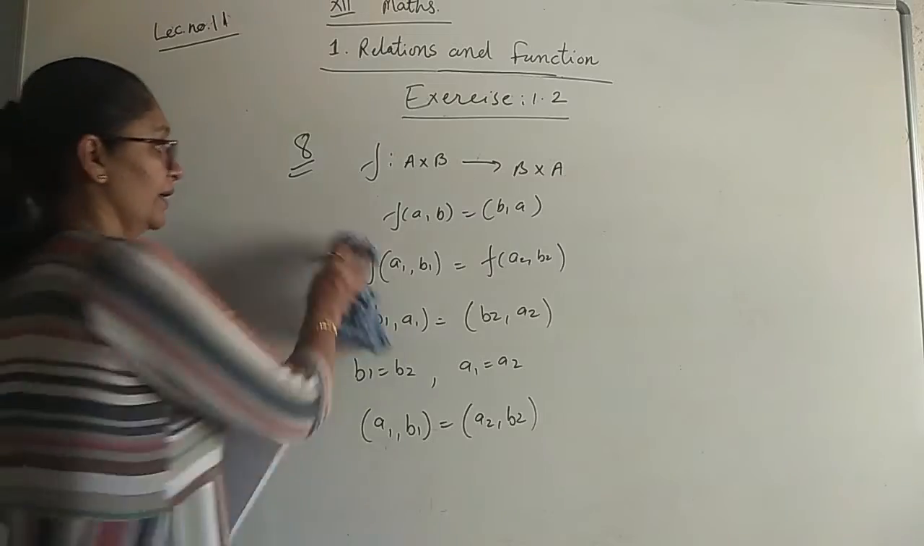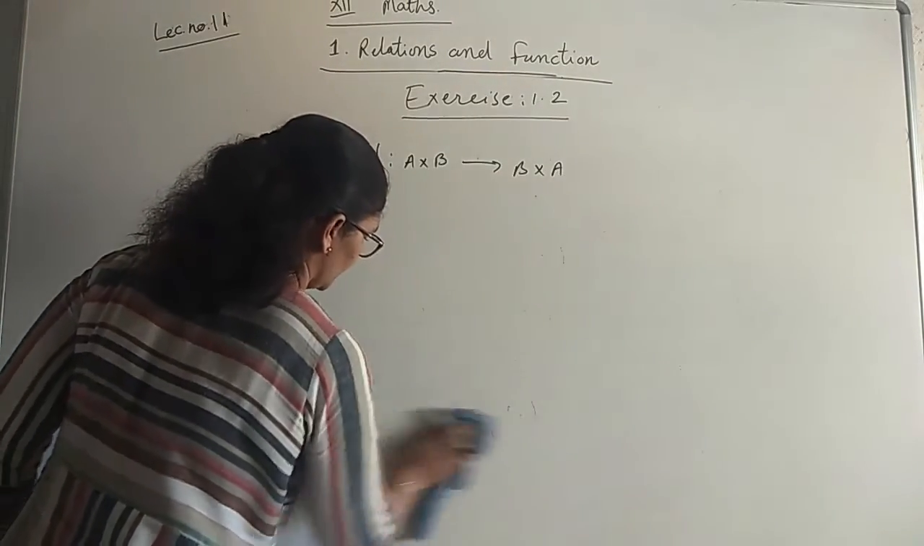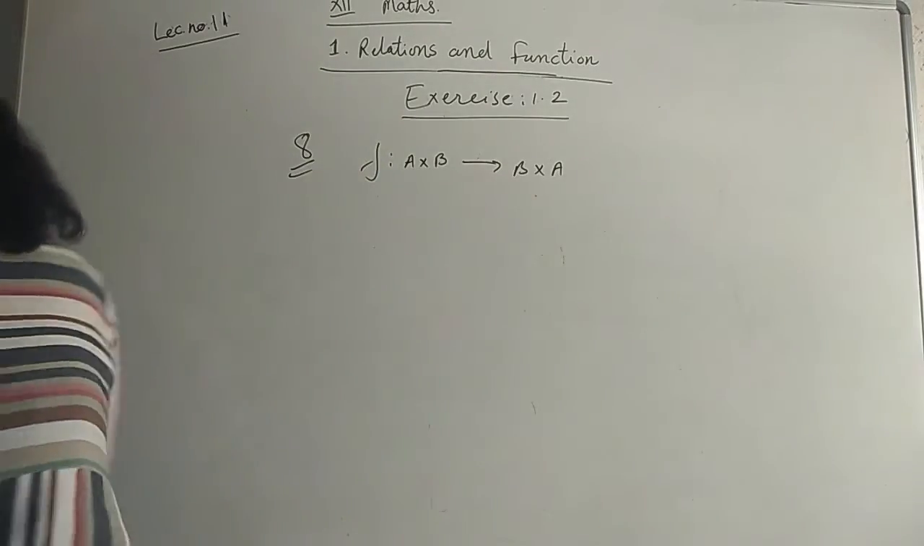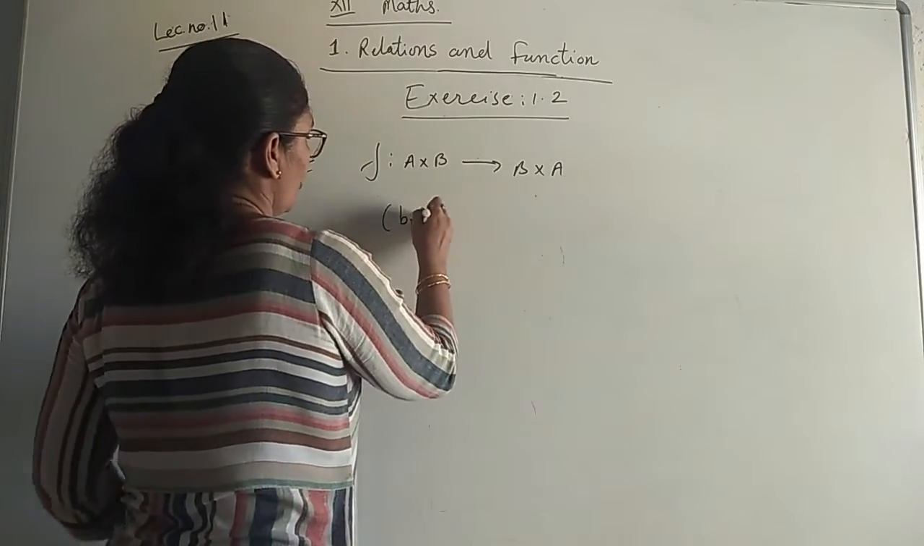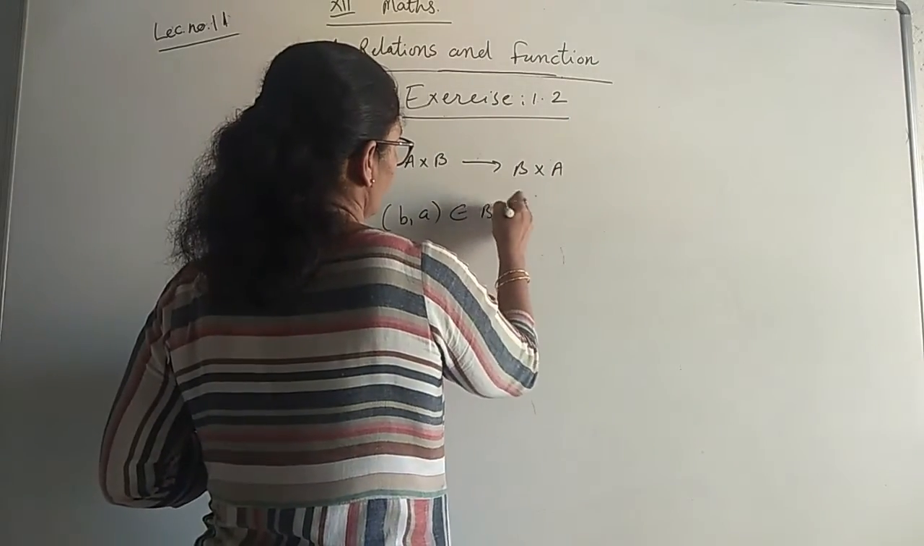We have to take for onto. What is the thing for onto we can take? First, let's take one element (b, a). What is given in your codomain? B cross A. This one. So in B cross A.